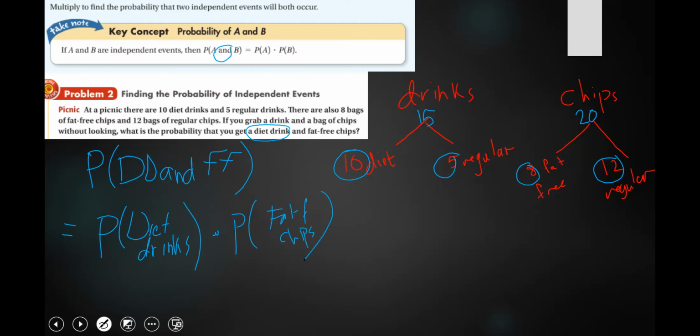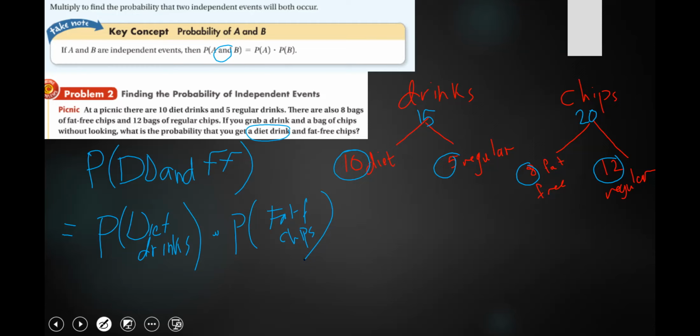Now, before that, I'm asking myself, is getting any drink having an effect on getting any chips? No, no, they are independent. So because they are independent, and they asked me about the probability of event A and event B, I have to multiply them.